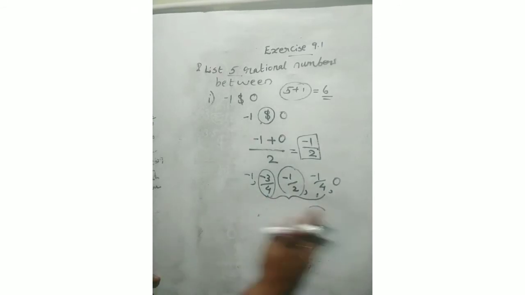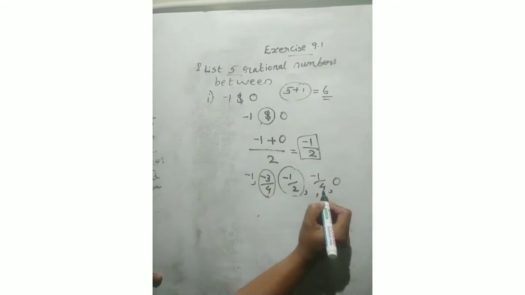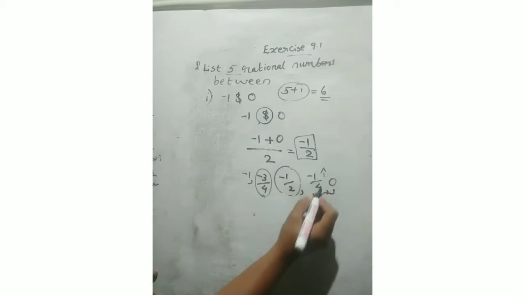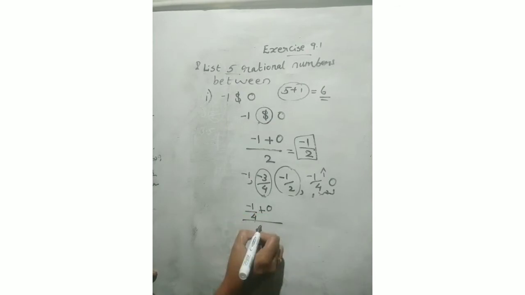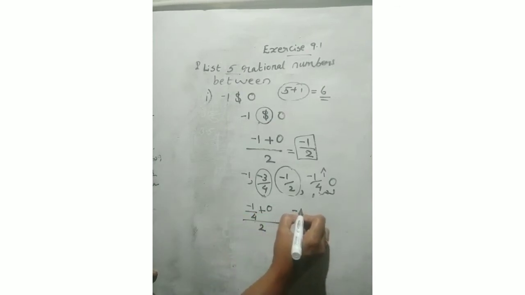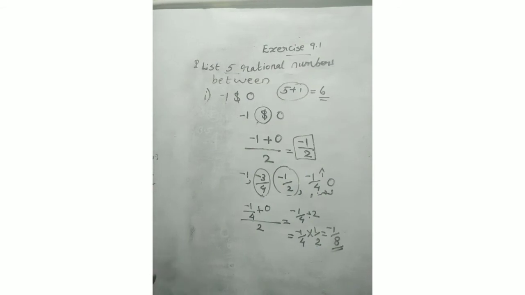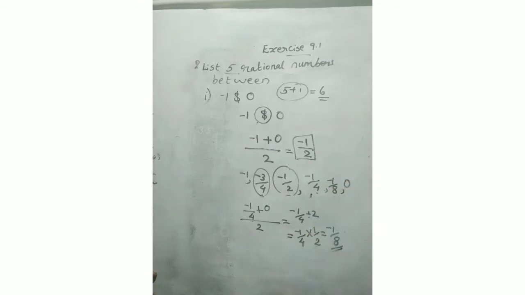Can we find again? Yes, we can find again. How can we? We can take these two rational numbers, so we will get another rational number between negative 1/4 and 0. That is negative 1/4 plus 0, the whole divided by 2, which is equal to negative 1/4 divided by 2. Then negative 1/4 times 1/2 is equal to negative 1/8. Clear? Now we can say negative 1/4, after this negative 1/8, and 0.